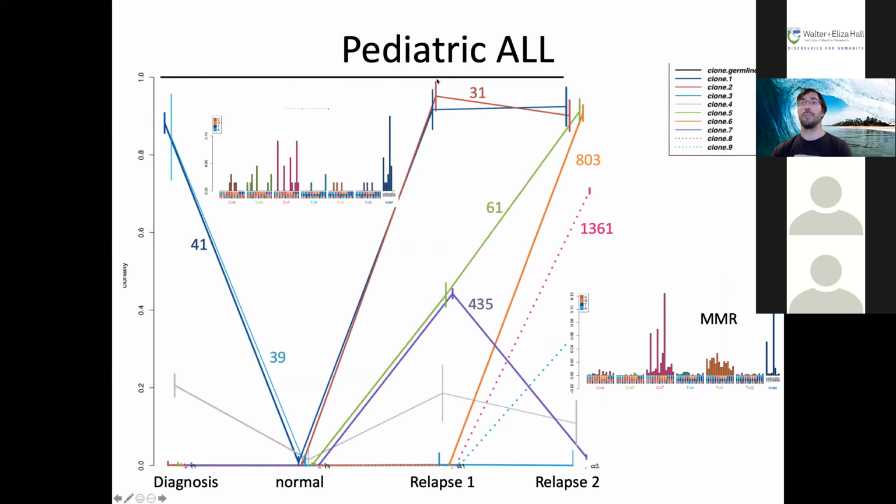This isn't even the relapse clone, right? Or the subclone. It's subclones of the green one here. The green one is still low, but then everything below the green one, the purple and the orange, and the pink one here, all of those have much higher rates, and they have this MMR signature as well.